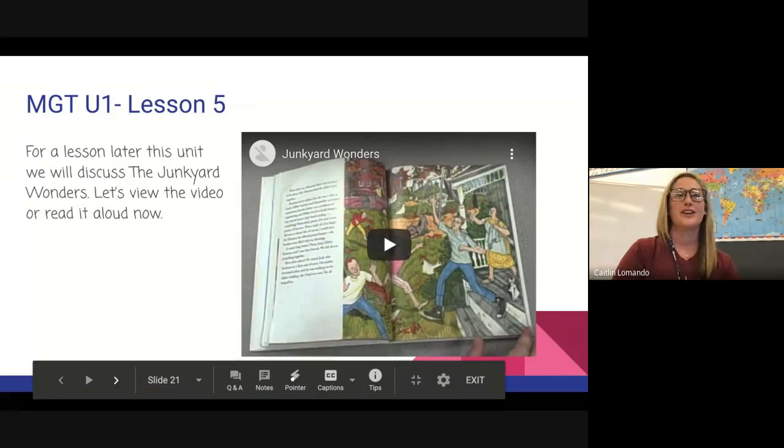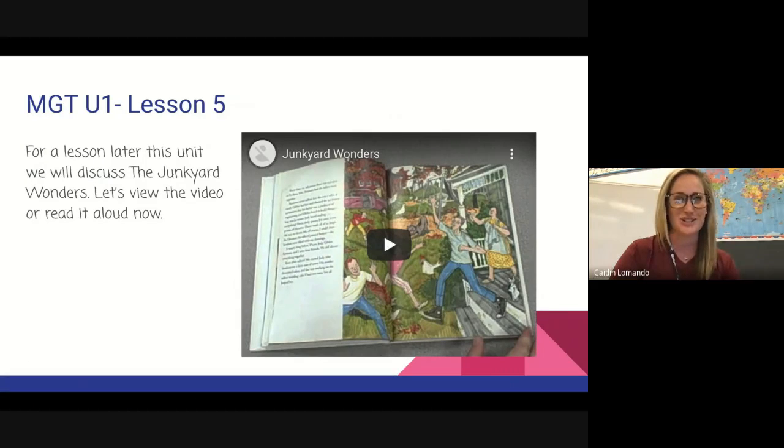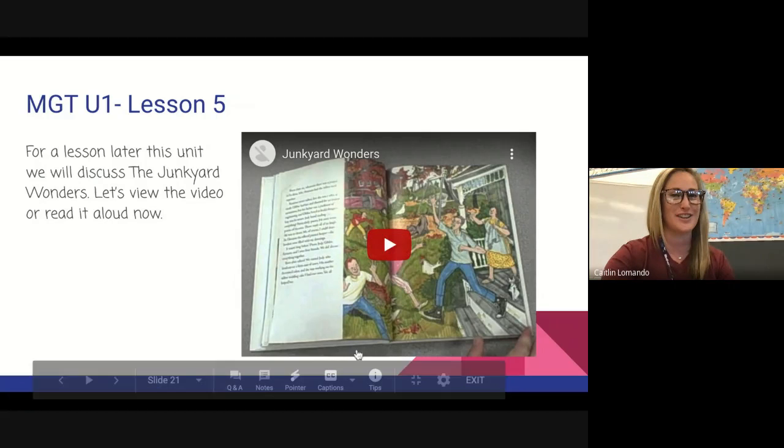All right. For a lesson later this unit, we're going to discuss Junkyard Wonders. I love this book so much, and I think you'll enjoy it too. Let's listen to a read-aloud version of it now.